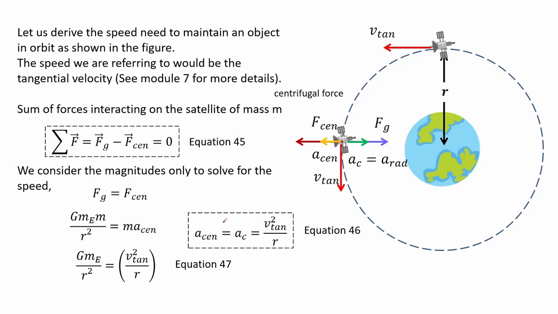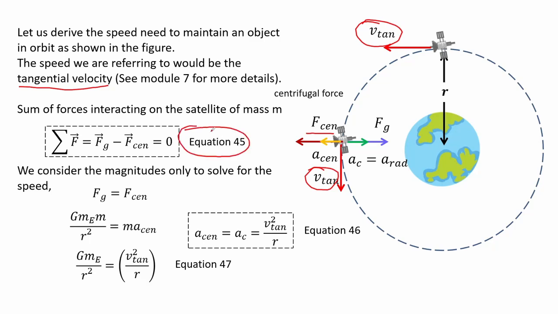Let us derive the speed needed to maintain an object in orbit as shown in the figure. The speed we are referring to would be the tangential velocity. You may review your knowledge about circular motion in Module 7. As the object with mass m moves around the Earth, it is being pulled inward by the gravitational force, and for it to maintain its orbit, there is an equal but opposing force called the centrifugal force. By Newton's second law, we write the relationship as shown in equation 45.